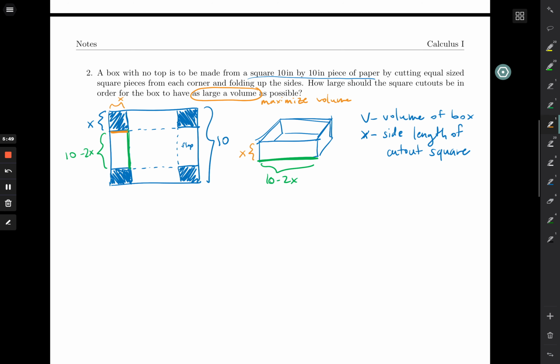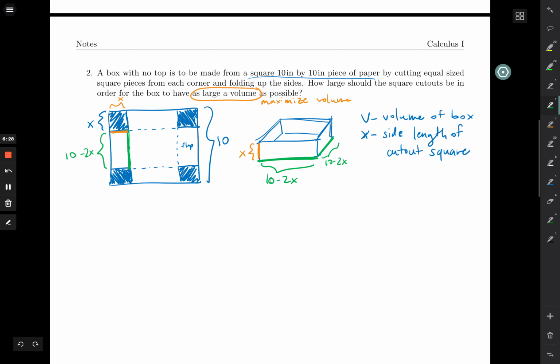Okay, so try to take a moment to visualize this and see where these edges line up in your picture, and hopefully you'll be able to see that that would be the length of that particular side. And then since this is a square and we're cutting out a square from each side, we do get that the other length right here is also going to be 10 minus 2x, right?